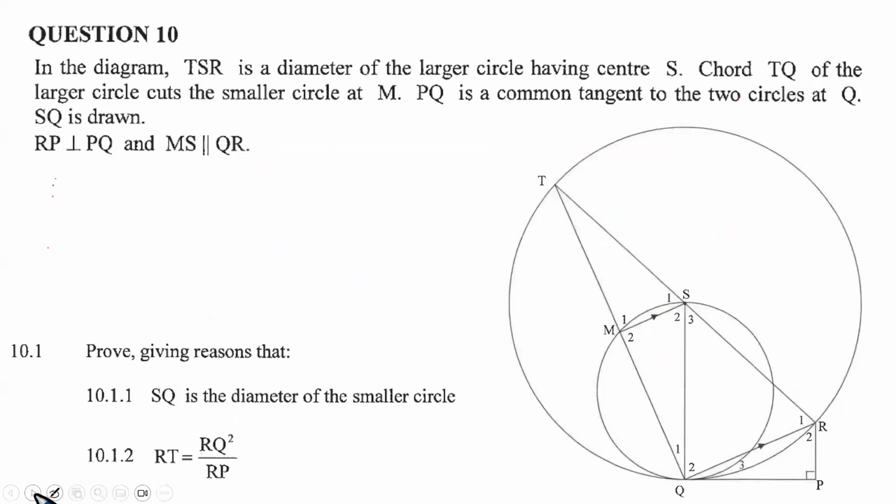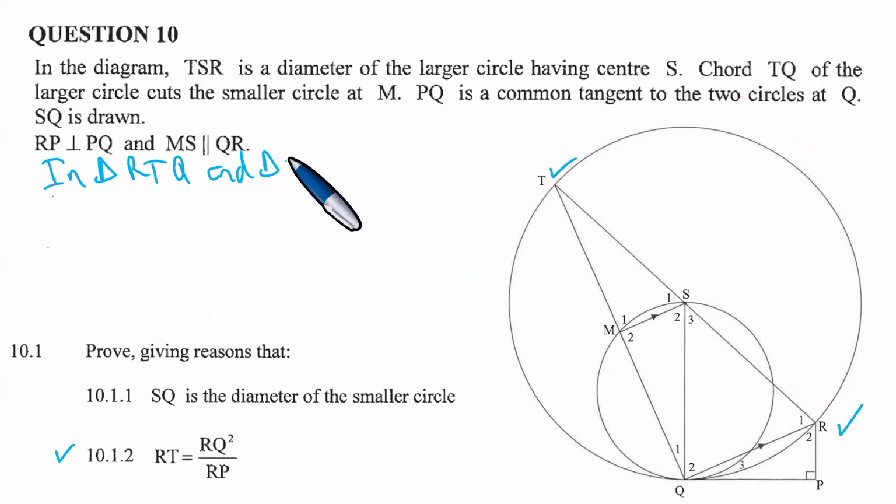Right, to start off with, we are looking at 10.1.2 and we're saying prove, giving reasons, that RT is the ratio. Here is R and there is T, in triangle RTQ, in triangle RQP. We start off by realizing that the angle T is actually equal to the angle Q3. So the angle T is equal to the angle Q3.